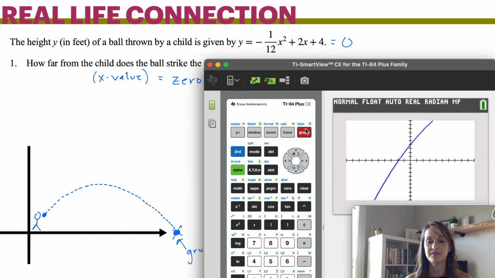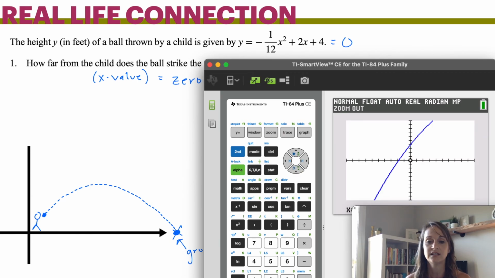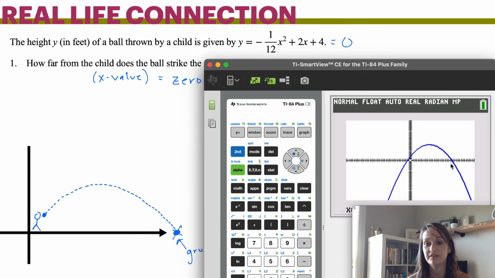Now if we were to graph this, you cannot see where it comes down on the x-axis. Here it's a negative number. Well, the ball's not going to strike at a negative place, which means you have to figure out where over here is the x-axis. So here's what you do. If you want to zoom out, hit zoom, go down to 3, hit enter again, and it will zoom out for you, and now we can figure out where it crosses the x-axis.